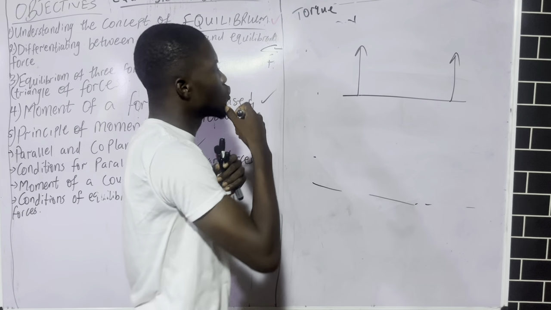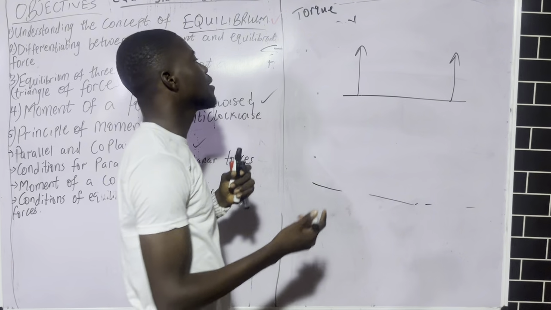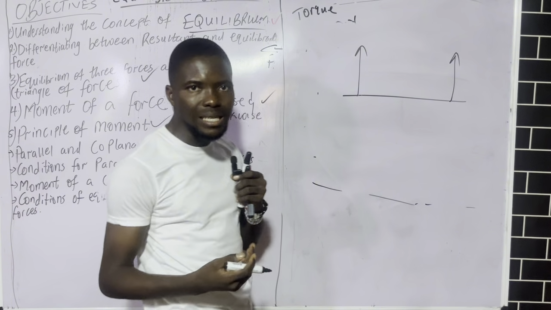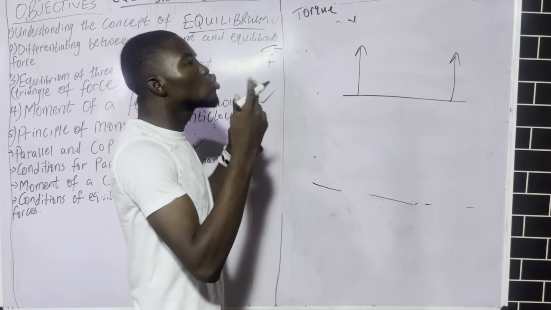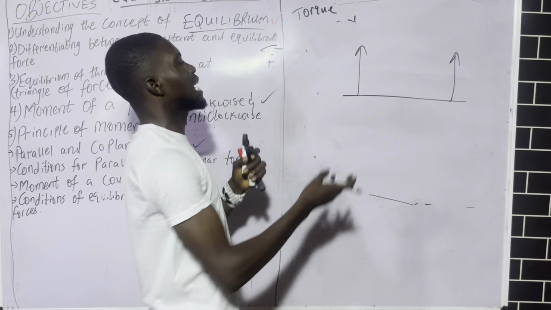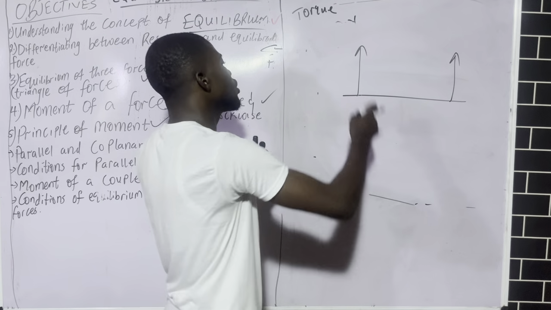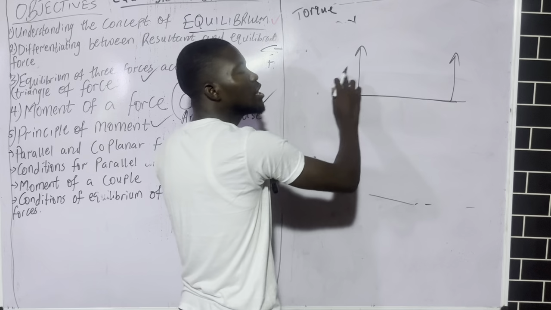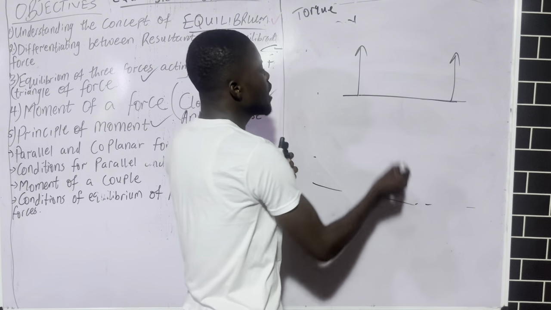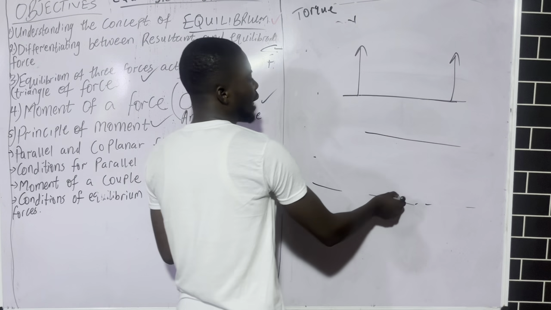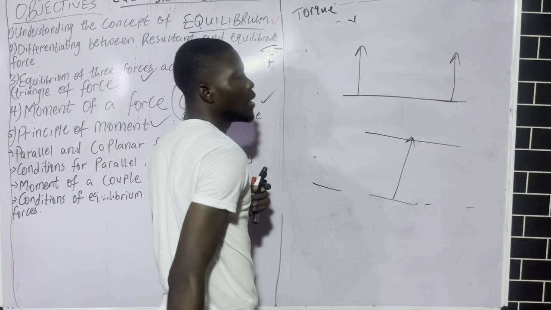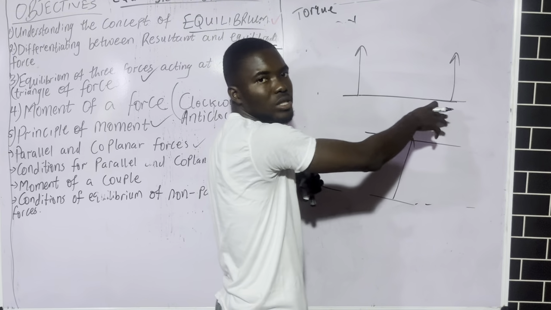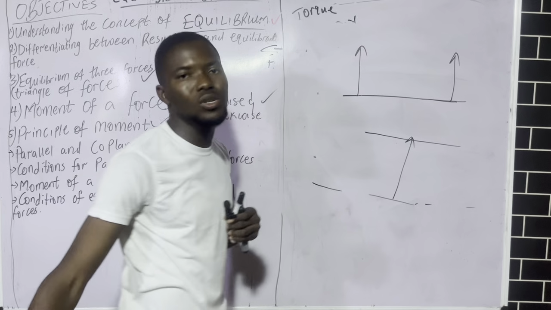Are you with me? So coplanar forces. The word co means the same. Planar comes from the word plane. So coplanar forces mean two or more forces that are acting on the same plane. So this force and this force are acting on the same plane. This is the plane, so these forces are coplanar. If I have a separate plane like this, and a third force acting here, these three forces are not coplanar, because these two are acting on the same plane, and this third one is acting on a different plane.